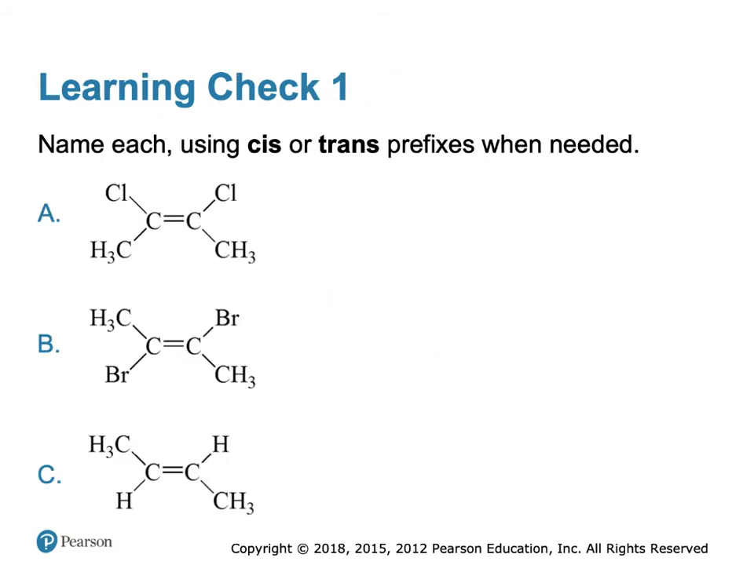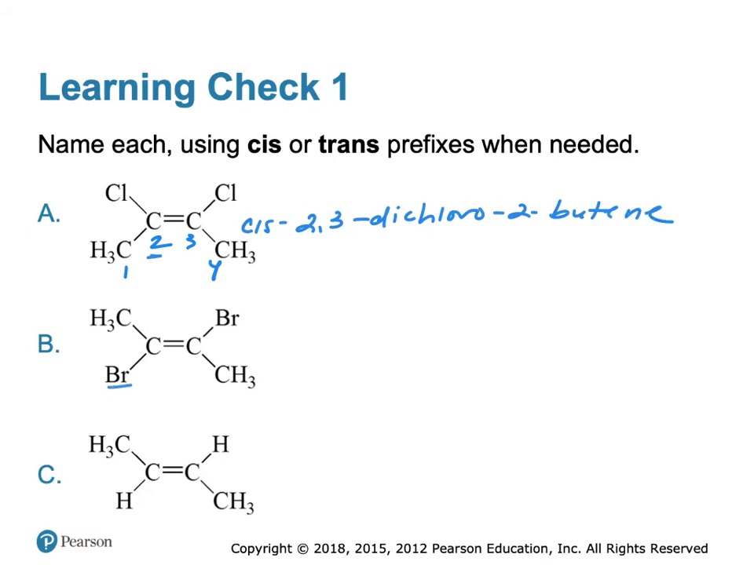Let's name each using cis or trans prefixes when needed. So the longest continuous chain is 1, 2, 3, 4. The double bond will be at carbon 2. We have a 2,3-dichloro compound. So it would be cis-2,3-dichloro-2-butene.